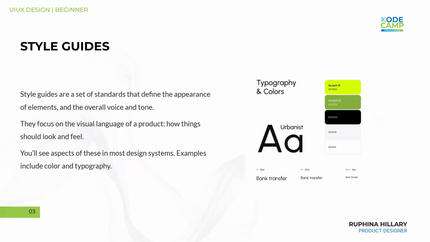Okay? So when you have some fonts or some typefaces that are big and bold, you have a bright color, you have a dim color, all of this comes together to give your design a certain voice, a certain tone. Focus on the visual. This is the visual language of the product, how things should look and feel. Remember, we are focused on user interface right now. So a style guide is simply the set of standards that define these. An example of style guides is style guides on colors and typography.